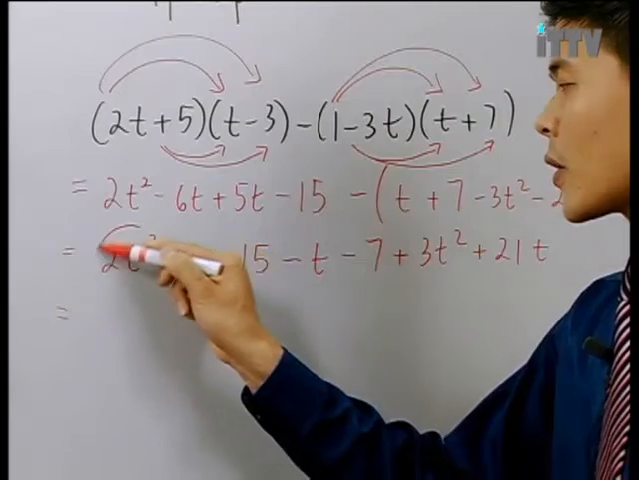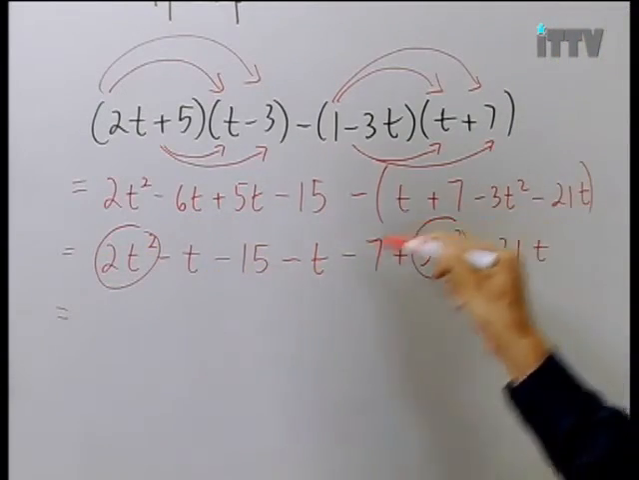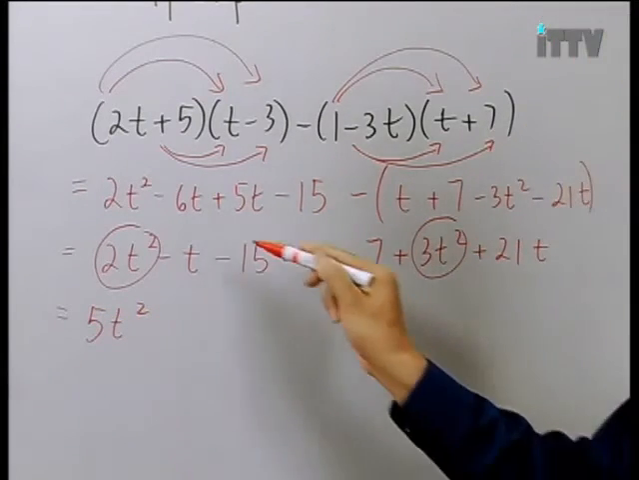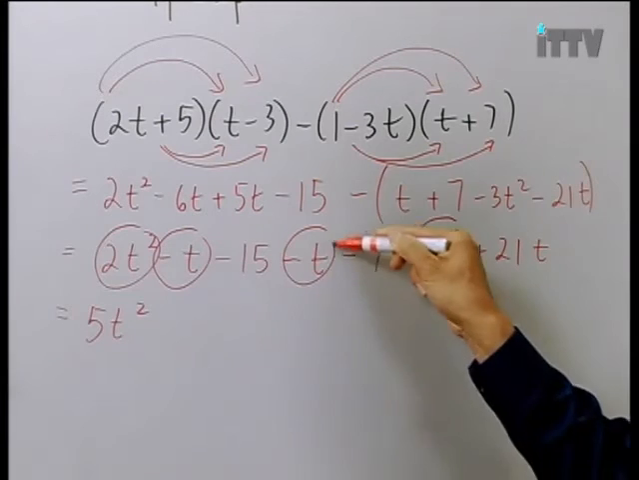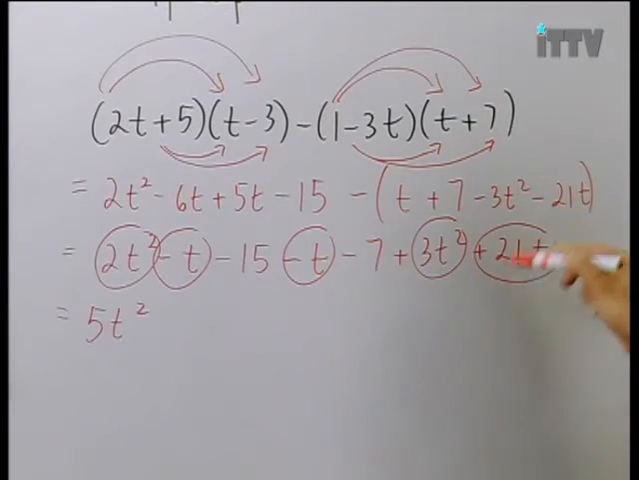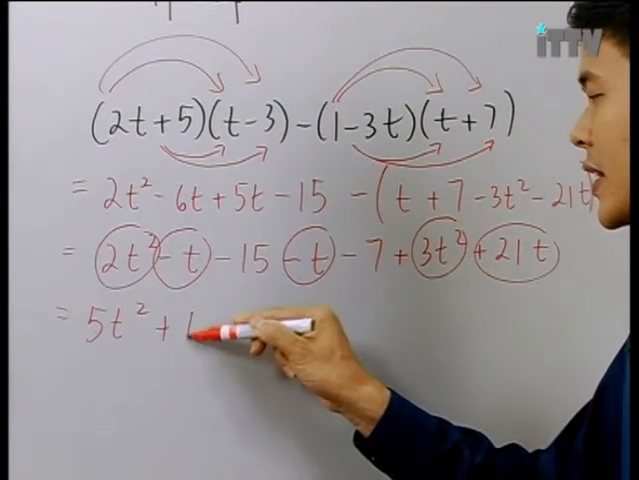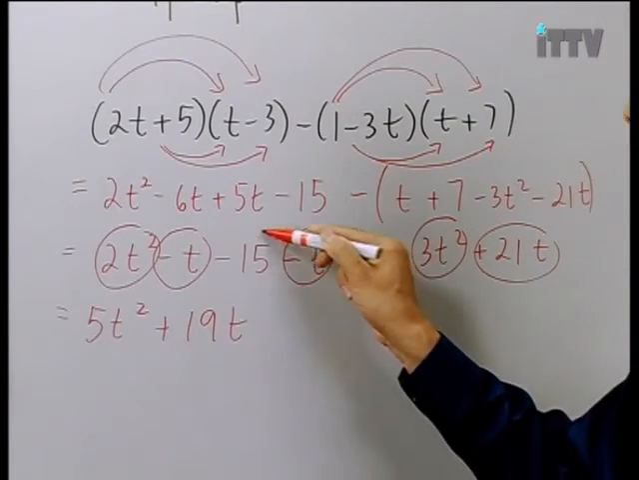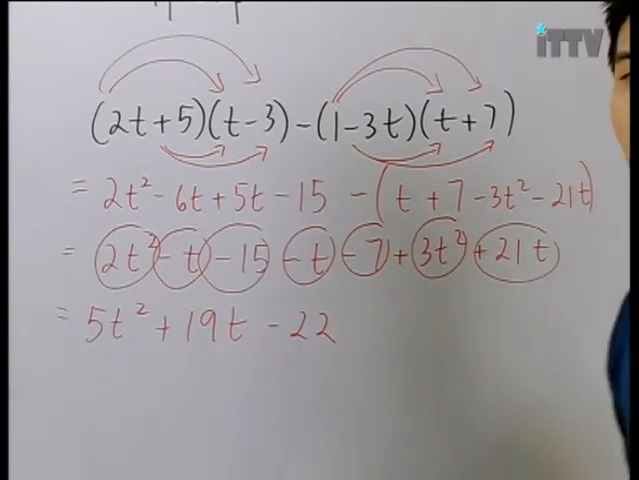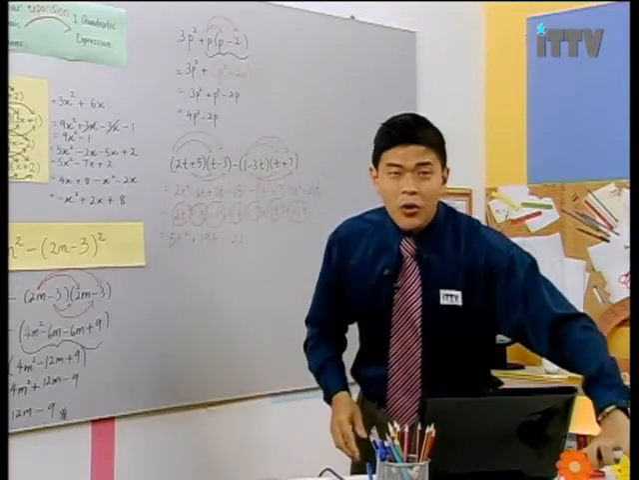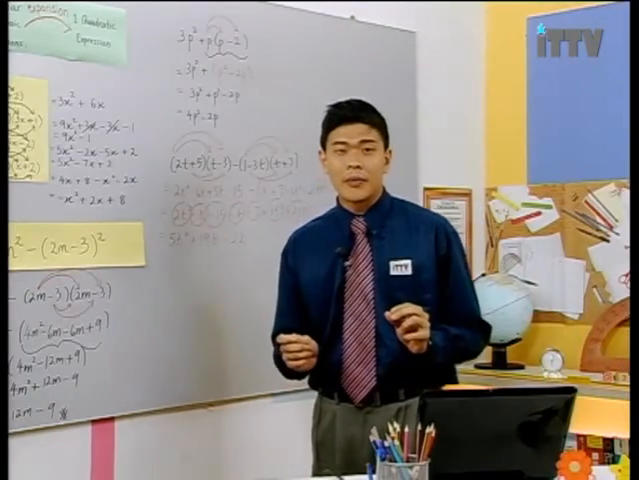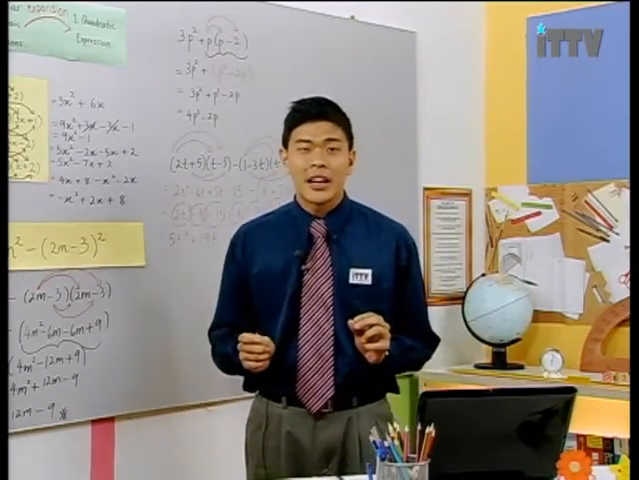2t squared plus 3t squared is 5t squared. Negative t, negative 2t plus 21t is plus 19t, and negative 15, negative 7, negative 22. So you actually obtain a quadratic expression and simplify it by simplifying term by term, alright, until you get the final answer.